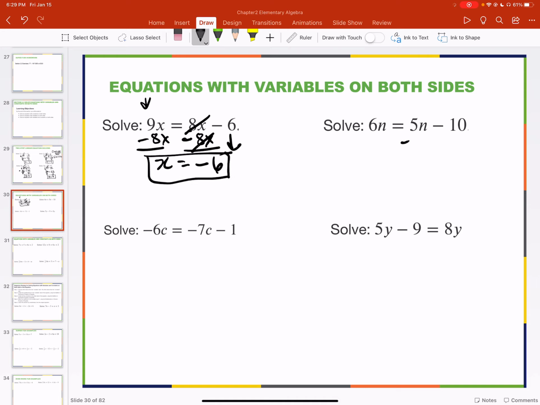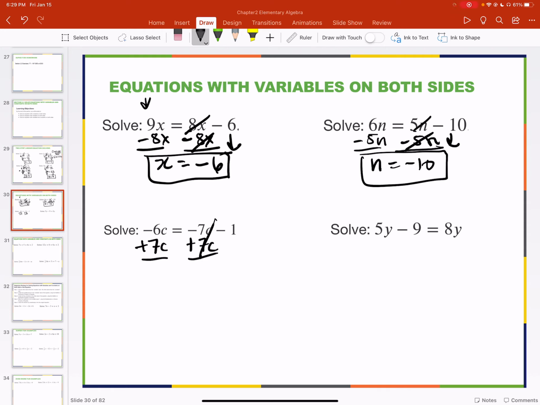Here I'm just going to subtract the 5n. Notice that I'm subtracting it from the side that has two terms. This one only has one term. So minus 5n, that cancels. 6 minus 5 is 1n, and then bring down the negative 10, and that's it. So these are one-steppers. In this next case, I'm going to add 7c to both sides, and that cancels out. Negative 6 plus 7 is 1c positive, and then I bring down this negative 1. And c is equal to negative 1.